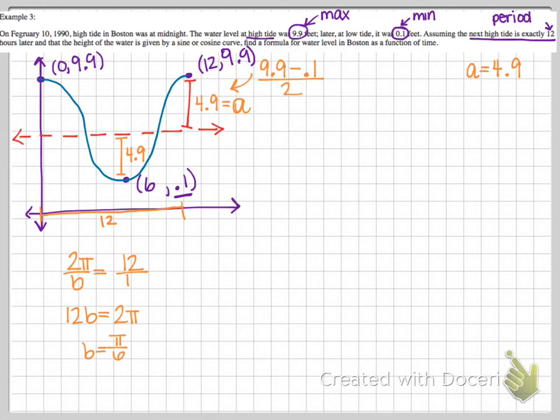Simplify that guy, and we end up with pi over 6. Do not give me 2 pi over 12. You're in honors pre-calc, you can simplify that. I know you can.